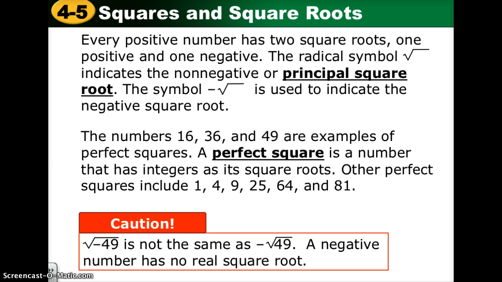The numbers 16, 36, and 49 are examples of perfect squares. A perfect square is a number that has integers as its square roots. Other perfect squares include 1, 4, 9, 25, 64, and 81. Caution: the square root of negative 49 is not the same as the negative square root of 49. A negative number has no real square root.